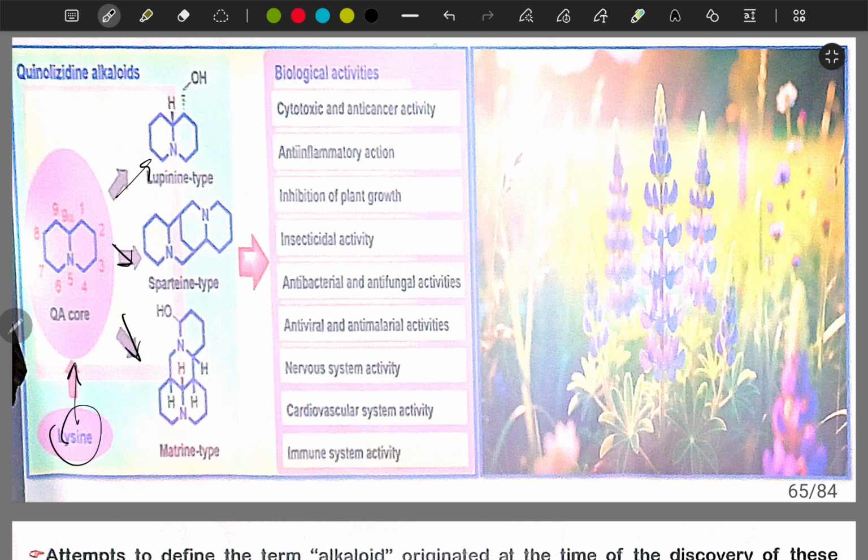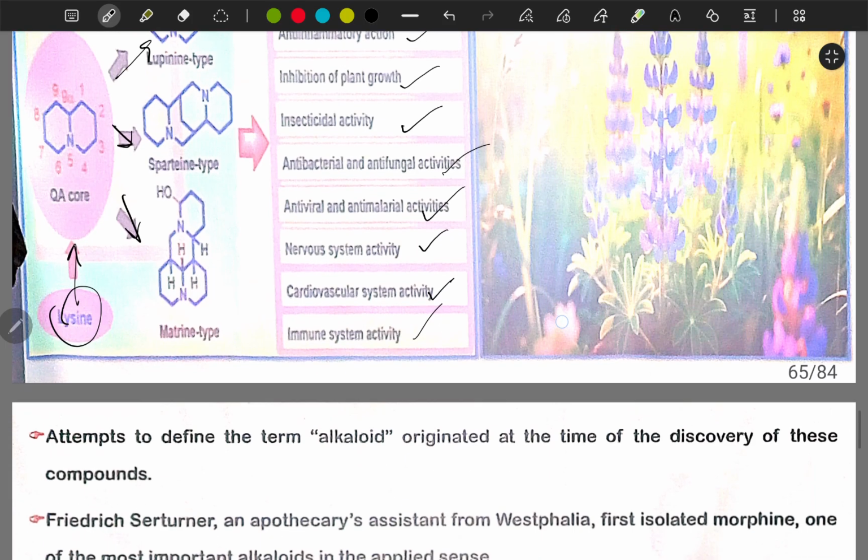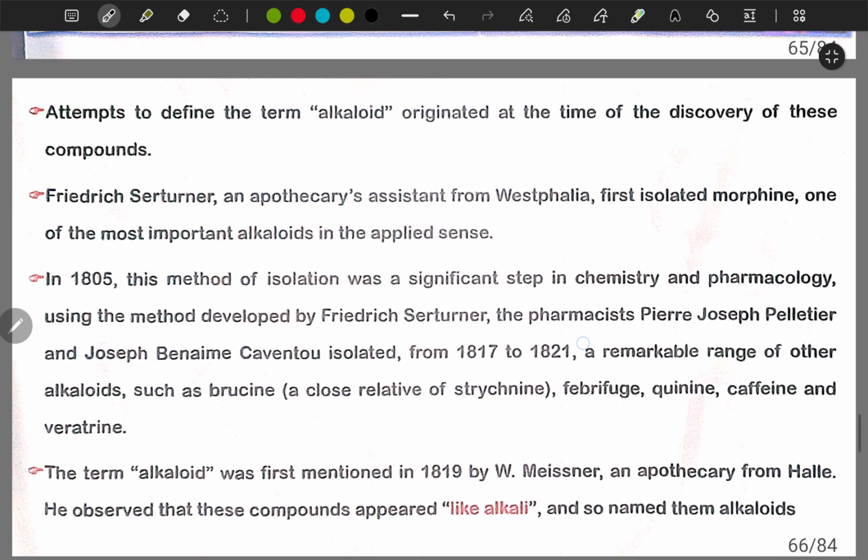So they have biological activities: cytotoxic and anti-cancer activity, anti-inflammation action, inhibition of plant growth, insecticidal activity, antibacterial, antifungal activities, antiviral, antimalarial activities, nervous system activities, cardiovascular activities, immune system activities.